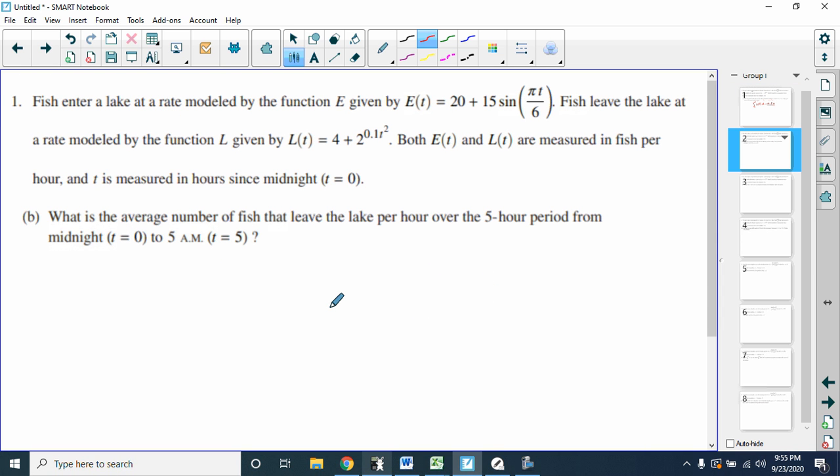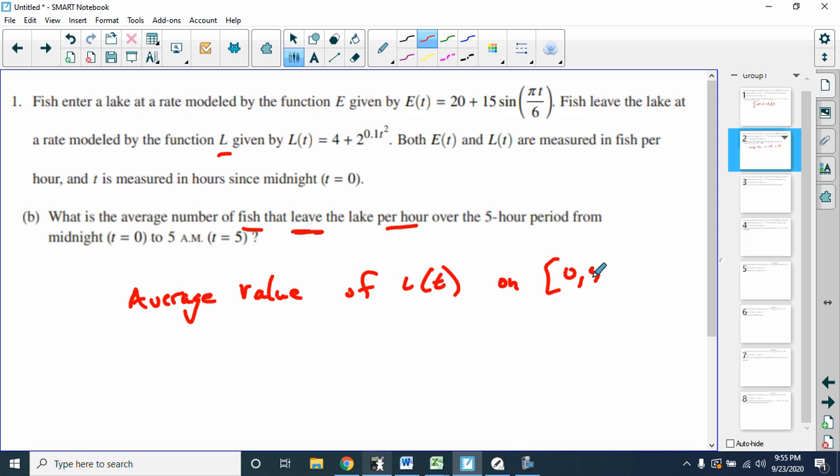Part B wants the average number of fish that leave the lake per hour. So fish per hour is a rate. So we want the average rate, and we are given a rate. So this is an average value problem. We're looking at the number that leave, so we want the average value of L of t on the interval from 0 to 5.